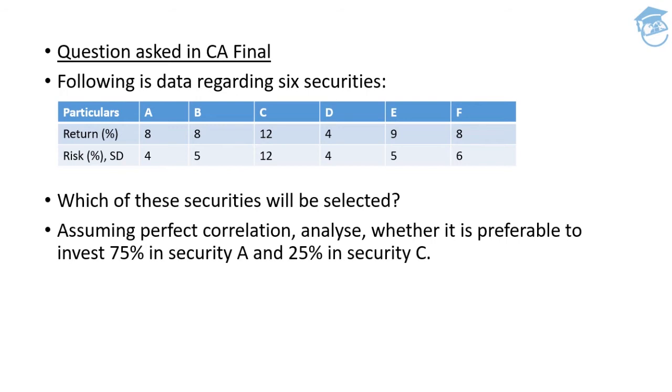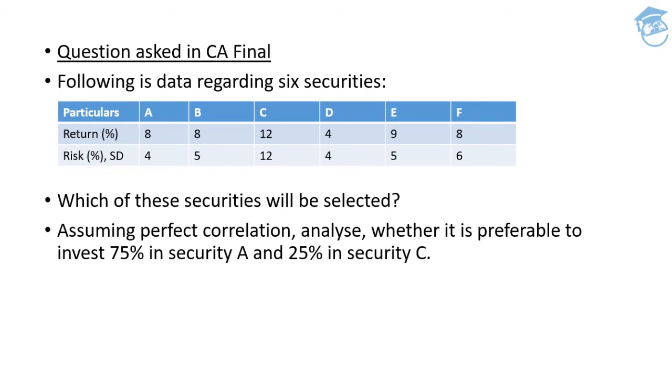Next, assuming the perfect correlation, we need to analyze whether it is preferable to invest, say, 75% in security A and 25% in security C. If I invest 75% in security A, my return from security A will be 6% out of 8, because I'm investing only 75% here. For the remaining 25% that I'm investing in C, I will get 3% return, because out of 12, I'm investing 25%. So 6 plus 3 comes out to be 9%.